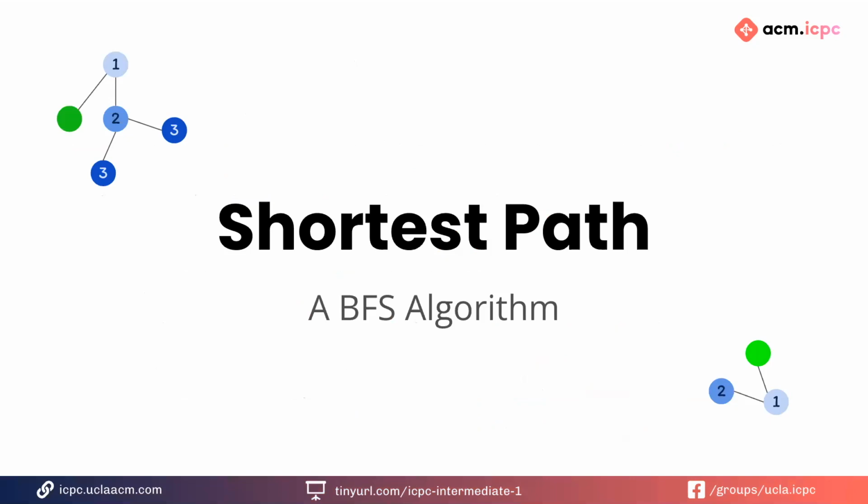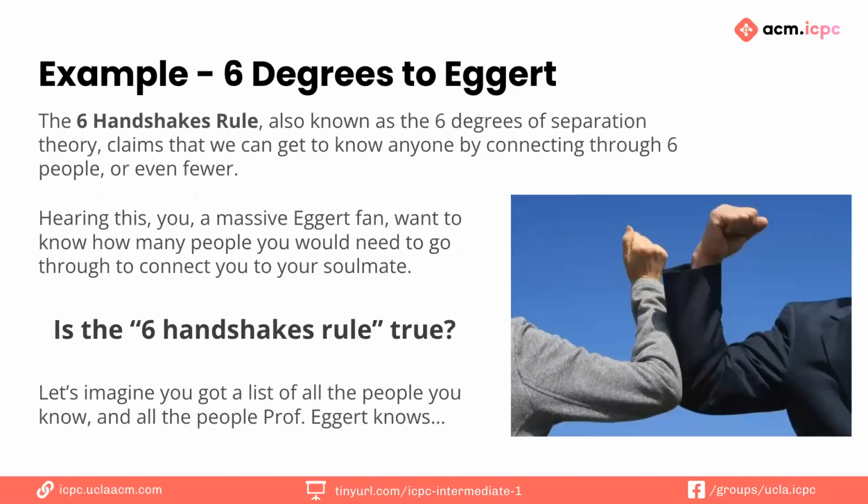So let's go over quickly the shortest path algorithm. We have this cute example of 6 degrees of Agar. Maybe you've heard the 6 handshakes rule, which is also known as the 6 degrees of separation theory, which claims that we can get to know anybody just through 6 different connections. And so hearing this, you, a massive Agar fan, you want to know how many people it would take to connect you to Agar. And so we're basically checking, is the 6 handshakes rule true?